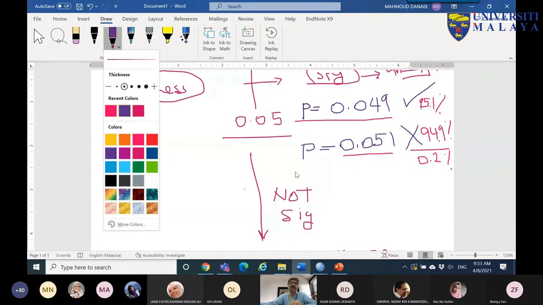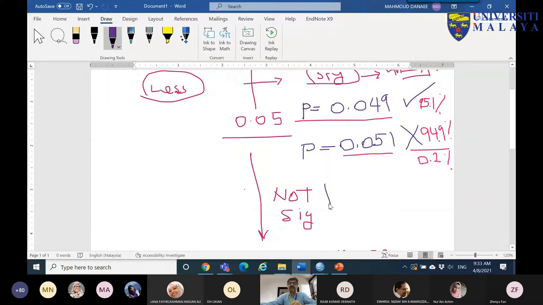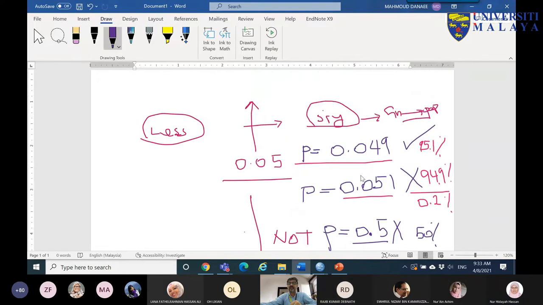Okay, let's move to another scenario. Suppose that in another study we have a p-value of 0.05. Is it significant? Not significant. How much is your confidence? 50%. Okay. So look at here.